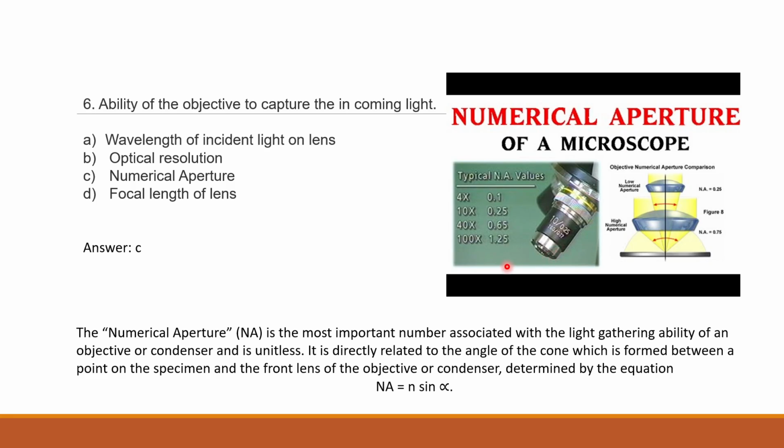Then you have different NA values for different magnification of lenses. So your 4x lens, that is your least magnification, has a NA value of 0.1, and then you have your 10x, that is 0.25.